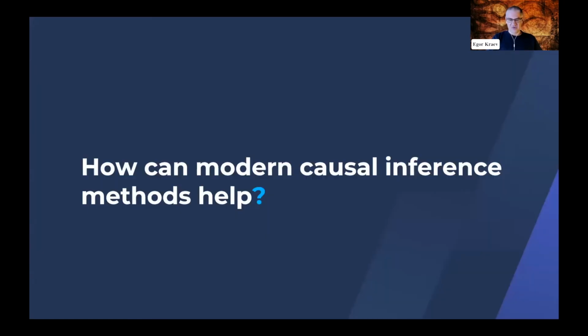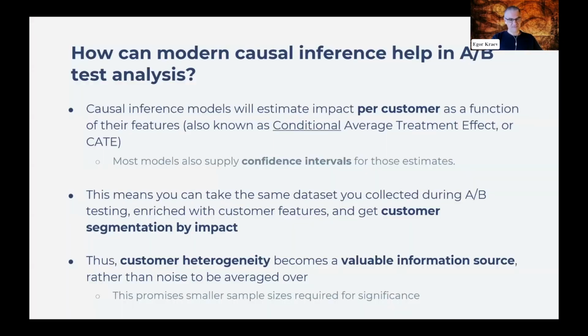Now, how can the modern causal inference estimators help with all that? First of all, the key feature of the causal inference models, for example, from EconML, as used in auto-causality, is they don't just do average impacts, they estimate impacts per customer, or rather per customer feature vector. And often they also supply confidence intervals, and even if they don't, you can get those by bootstrapping.